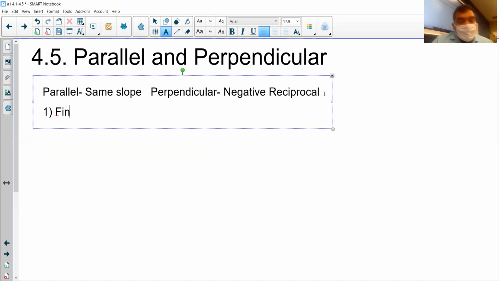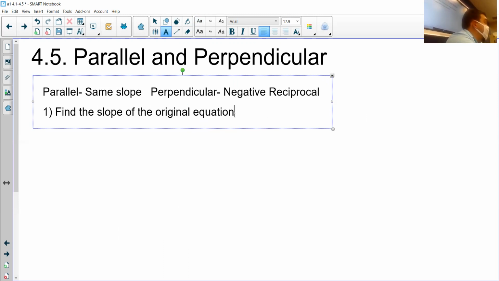1, find the slope of the original equation. So your first step is to find the slope of the original equation. That's the only thing we care about in the original equation, its slope. Because the question is basically, I'm going to ask you to make a new line, and this new line either has to be parallel or perpendicular.